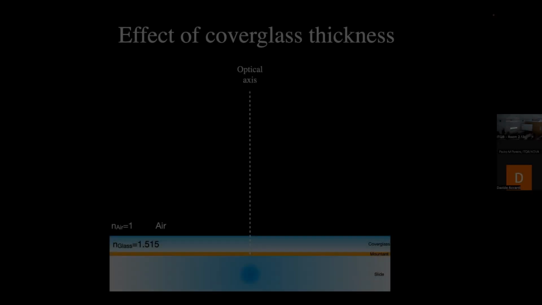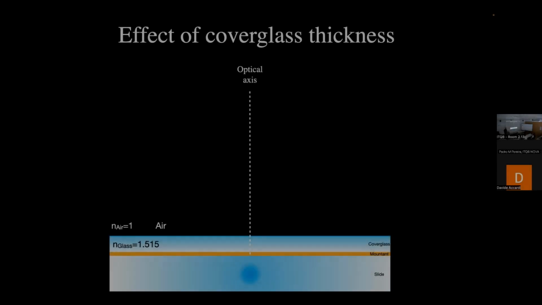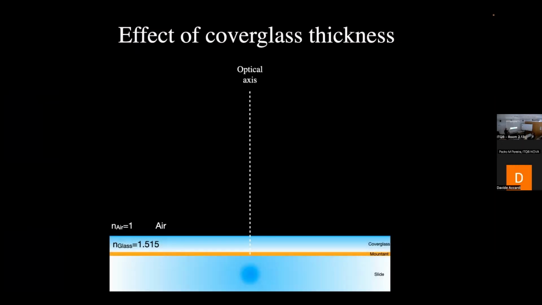Okay, so we have spherical aberration also due to the thickness of the cover slip, which is enormously important when you hunt for resolution, or even when you go for super resolution, you hunt for the tens of nanometers in light microscopy. So this is our usual setup. You should recognize it. It's our slide, our mountain, and the cover glass.